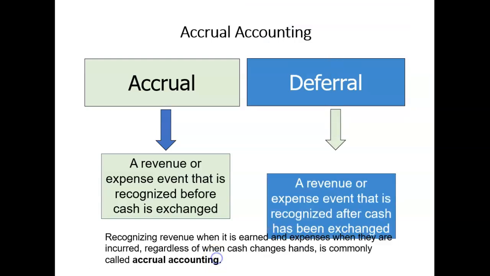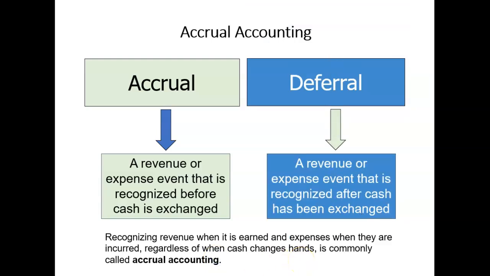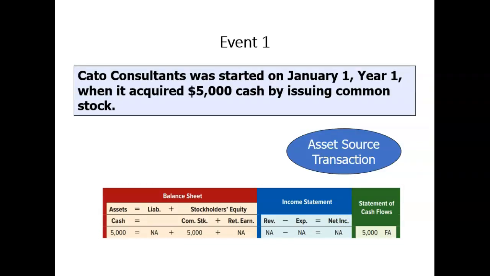Now, with deferrals, a deferral is a delay in the recognition of a revenue or expense after cash has been exchanged. So a deferral is a revenue or expense event that is recognized after cash has been exchanged, meaning that cash has been received and or paid. However, the revenue or expense has not yet been recognized. So we have an entire chapter focused on how to account for accrual transactions and deferrals.